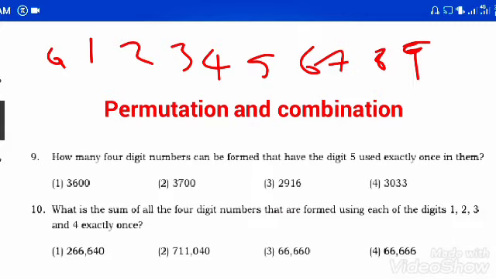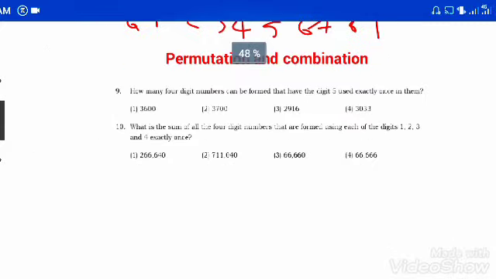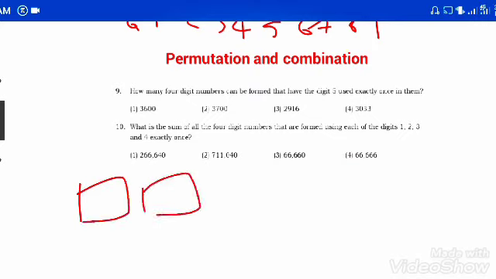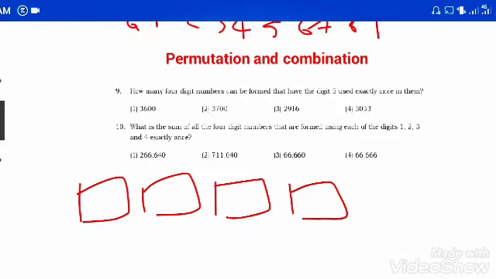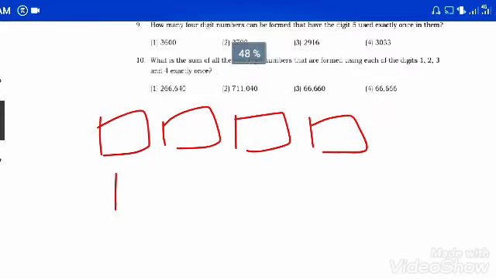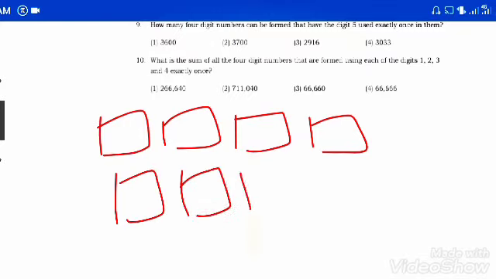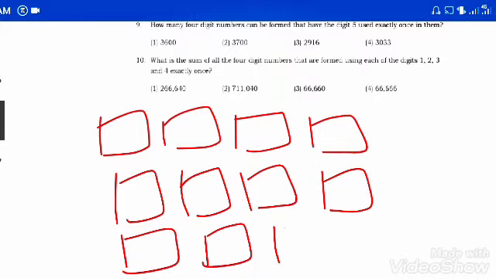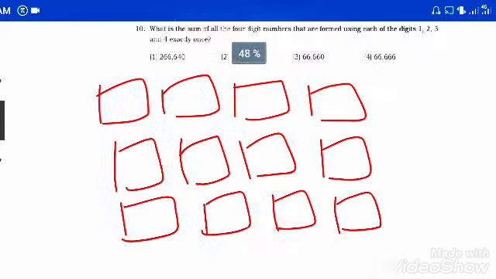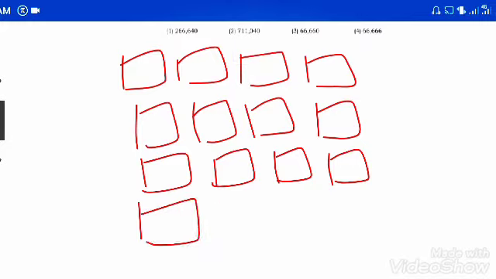So now because we have a 4-digit number, we're going to have 4 boxes. Now we're going to be putting this 5 at different positions in the boxes, so we're going to have 4 sets of 4 boxes. So we're going to draw 4 boxes, another set of 4 boxes, and the last one here.